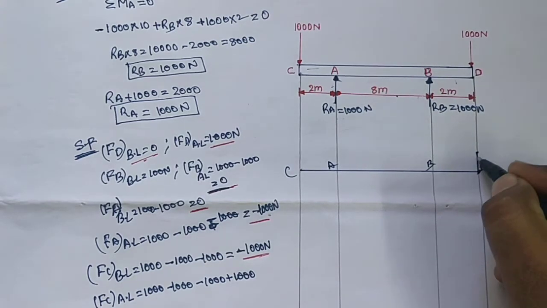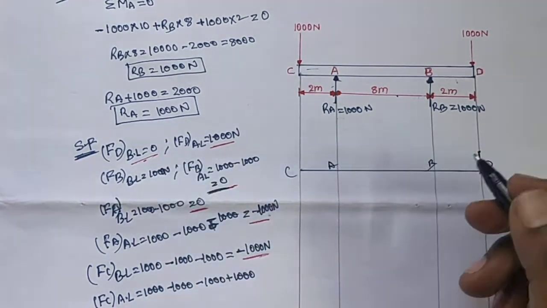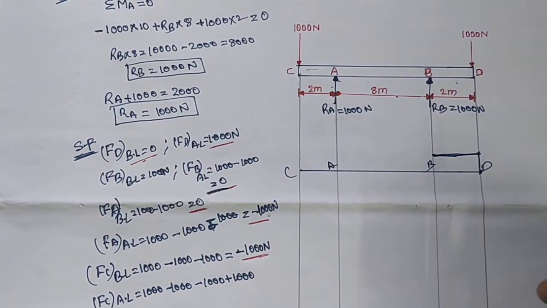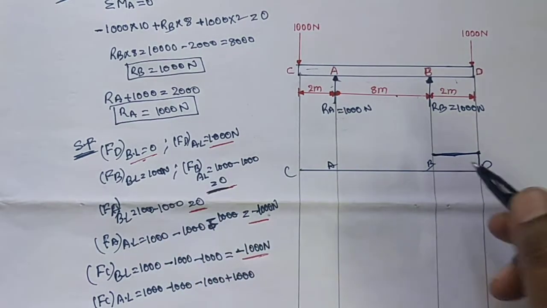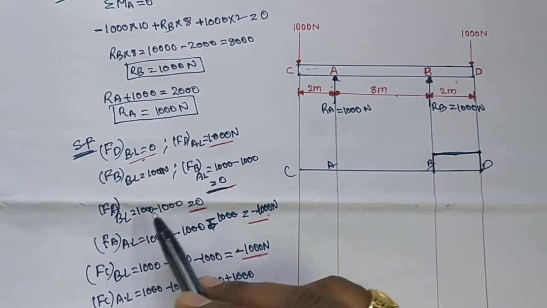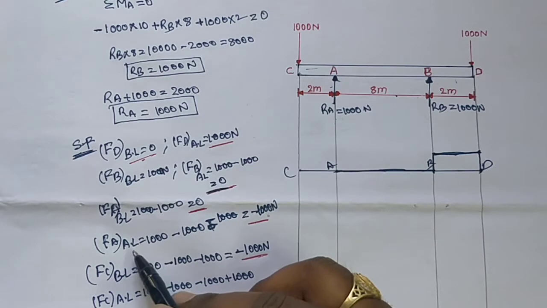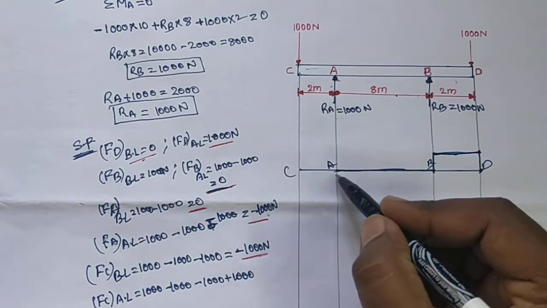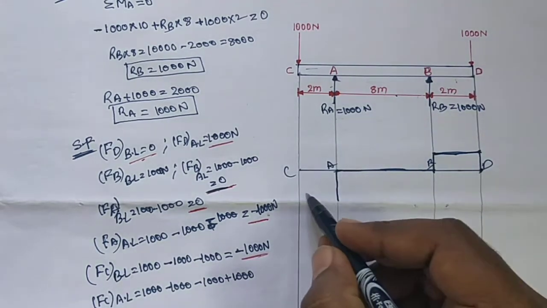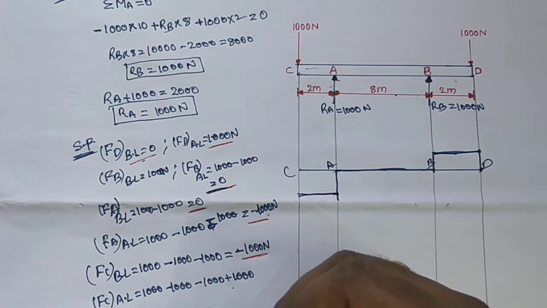After load is 1000. Next shear force at point B, before load is 1000 newtons. This is 1000. Next shear force at point B after load is 0, so the line comes to here. Next shear force at point A before load is 0. Next shear force at point A after load is minus 1000. Next shear force at point C before load is minus 1000. Shear force at point C after load is 0.